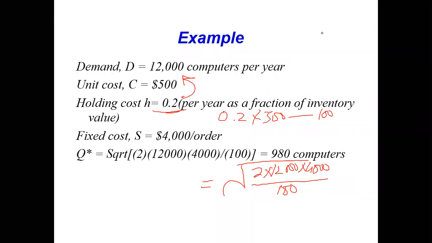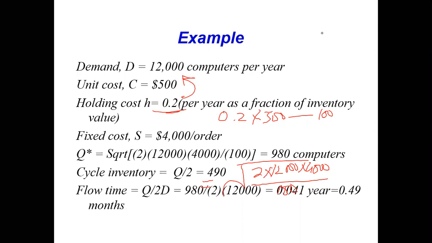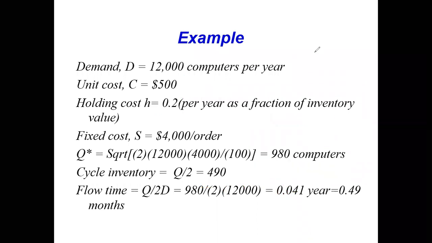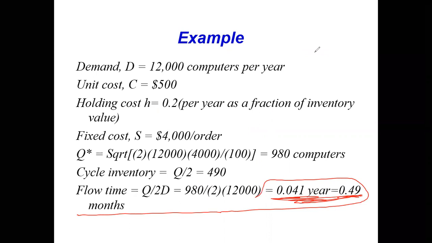And then we have Q* of 980 computers. If we want to check our cycle inventory, we simply put it in the formula and it gives us 490. If you want to see the flow time, that is Q by 2D, 980 by 2 into 12,000, that is 0.04 years, and this is 0.49 months. I want you to convert this 0.49 months into days and then respond in the comments. Tell us how many days 0.49 months makes.